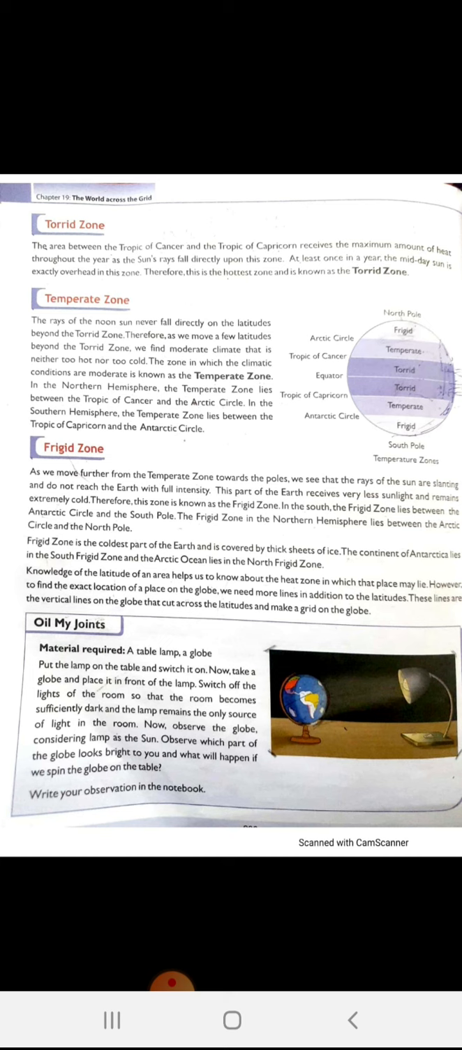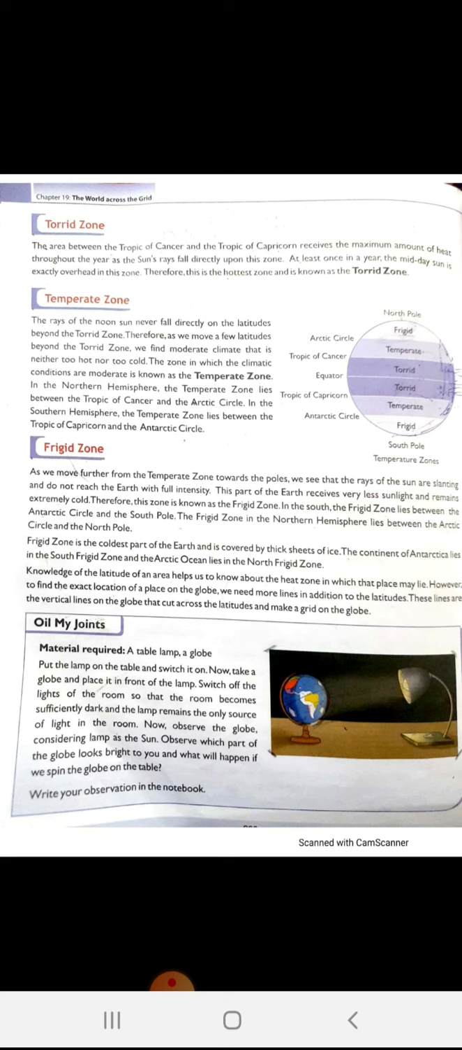Have you listened? One day in the year, the longest or biggest day, on that day the rays come directly overhead at noon time. Therefore this is the hottest zone. So how is the torrid zone? Hottest, because the sun's rays come directly here, children, and its other name is torrid zone. I think the torrid zone is clear.